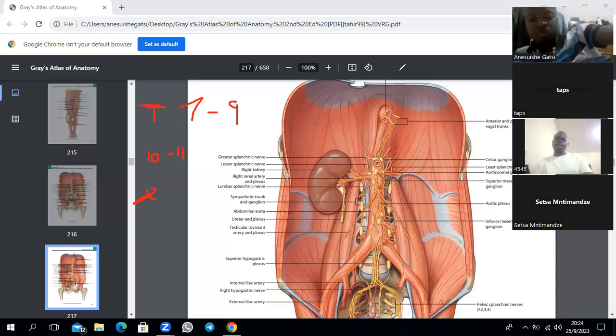What else? So we also talk about something called the celiac plexus. Yeah, this region here. That is labeled here. There's a celiac plexus, that is celiac ganglion.